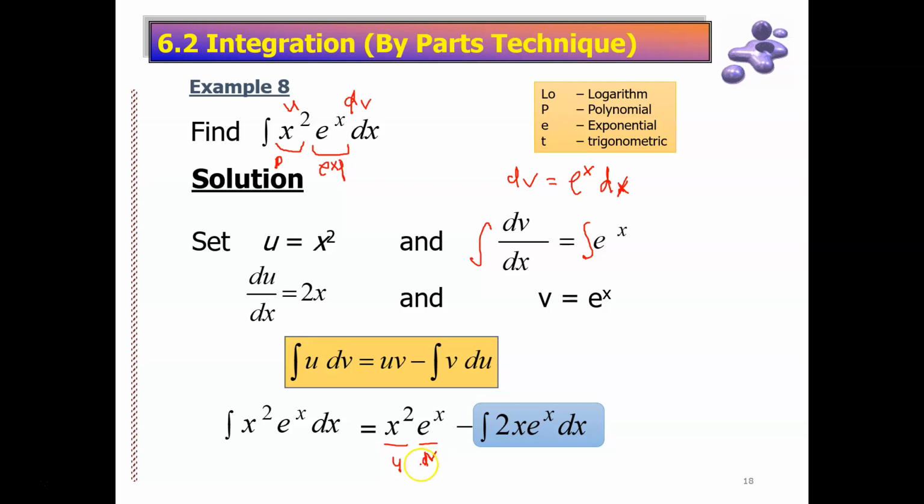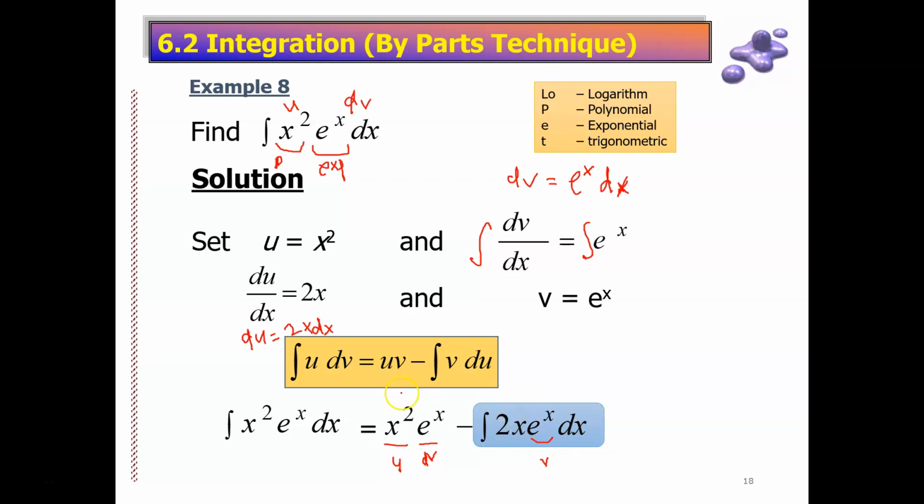I hope you can follow me. And then minus integration of v. So again, we're going to write v. This is your v. This is v. du. So du, from here, you're going to have du equal to 2x dx, right? So the remaining 2x dx is your du.